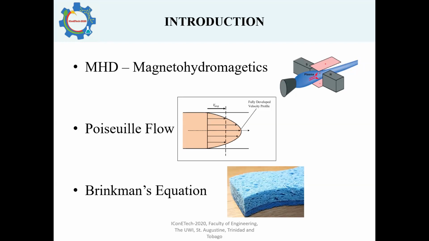Brinkman's equation is the equation that was used in this study. It describes flow in porous media and is a combination of the Navier-Stokes equations and the Darcy equation. It shows the transformation from slow flow, governed by Darcy's law, to viscous free flow, governed by Navier-Stokes equations.